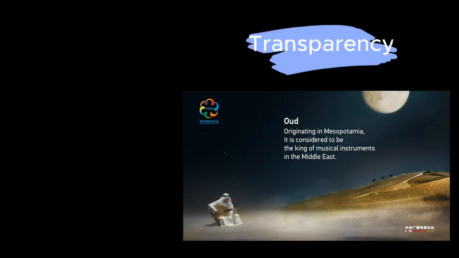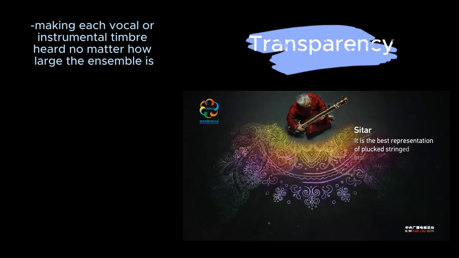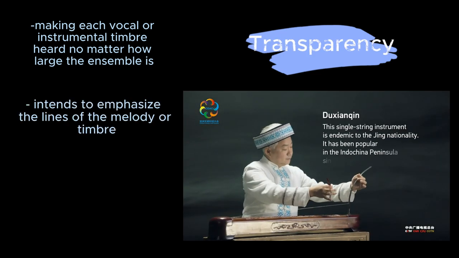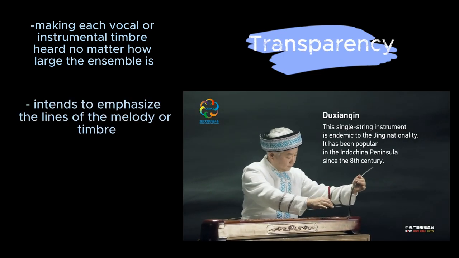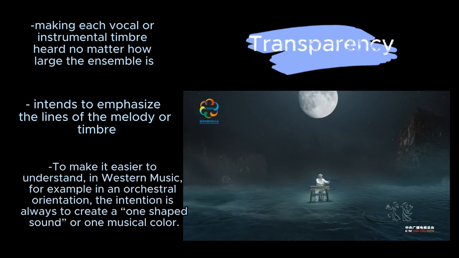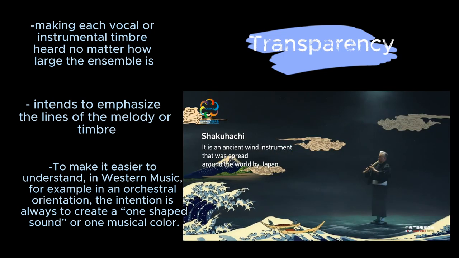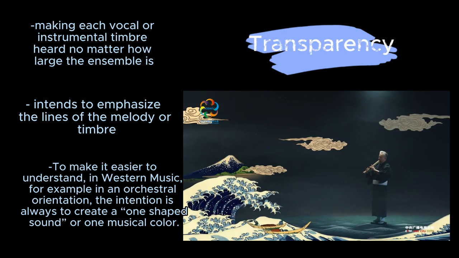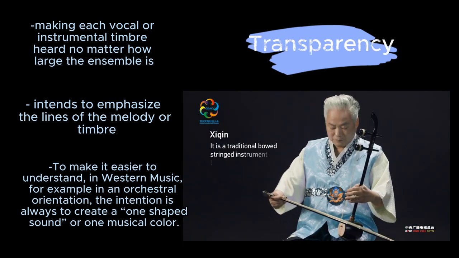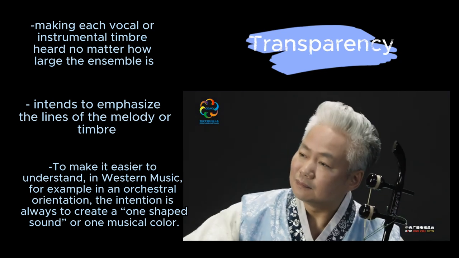Second is transparency, on the other hand, which is making each vocal or instrumental timbre heard no matter how large the ensemble is. Transparency in East Asian music intends to emphasize the lines of the melody or timbre to make it easier to understand. In Western music, for example, in an orchestral orientation, the intention is always to create a one-shaped sound or one musical color. That is where the beauty lies in Western music, which is opposite to East music.